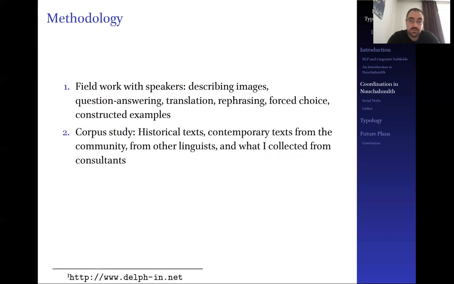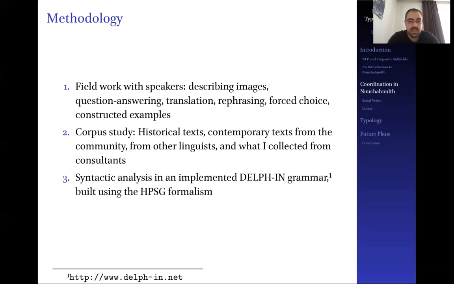I also used corpora study. These were from historical texts, contemporary texts the community produced, and texts from linguists, both myself and others. And then finally, this was implemented in a Delphin-style HPSG grammar, which is a machine-readable grammar description.